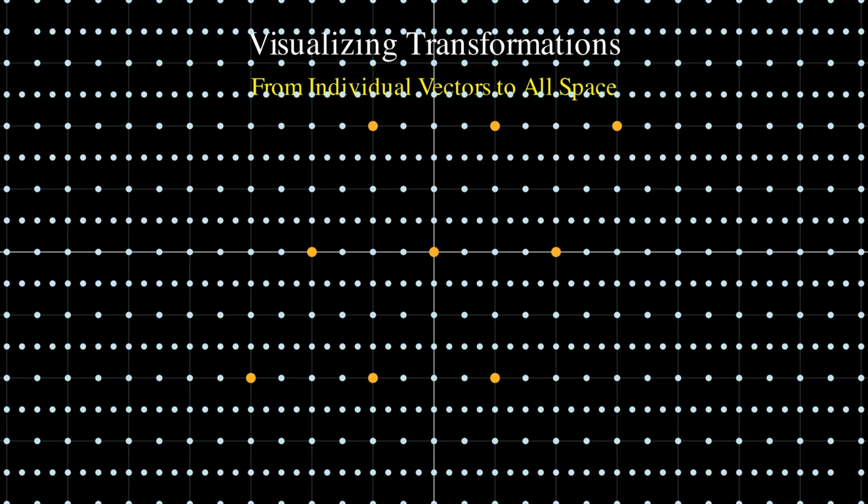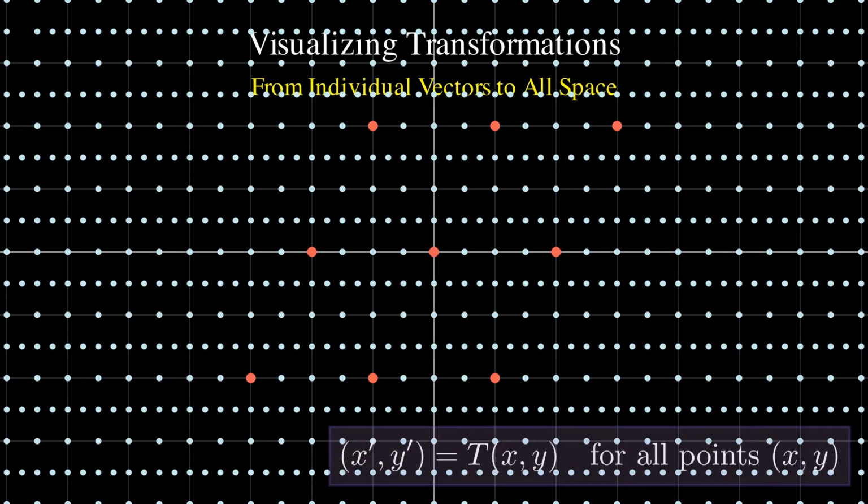Watching this happen gives a beautiful feeling. It's like stretching, twisting, transforming space itself. Mathematically, we write it like this. For every point, there's a new point. This visualization helps us understand how transformations affect all of space, not just individual vectors. So, transformations affect every point in space. But not all transformations behave the same. Next, let's explore what specifically makes a transformation linear.